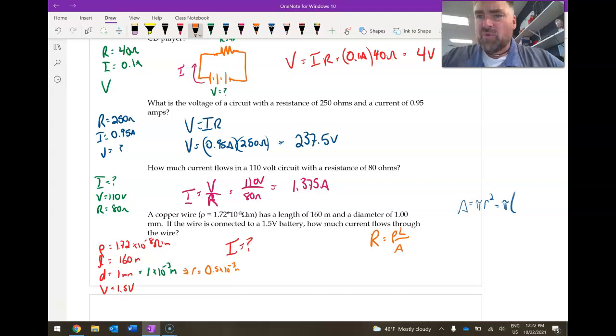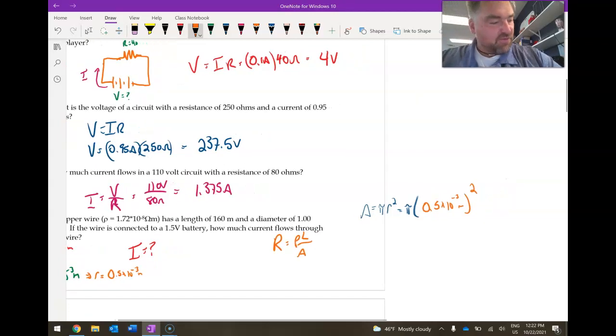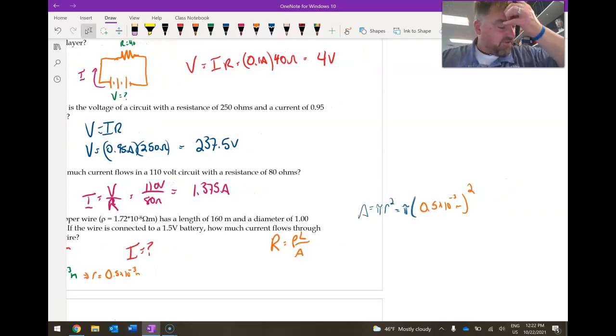Now, I hear a few of you going, well, wait, that's not proper scientific notation. Can you leave it like that? The answer is yes. This is a number that I'm going to use in the middle of my equation. It's not my final answer. So even if they asked me to put my final answer in scientific notation, I wouldn't have to do it for this part. So I've got pi, and now I'm going to multiply that by my radius, 0.5 times 10 to the negative 3rd meters, but don't forget to square that.